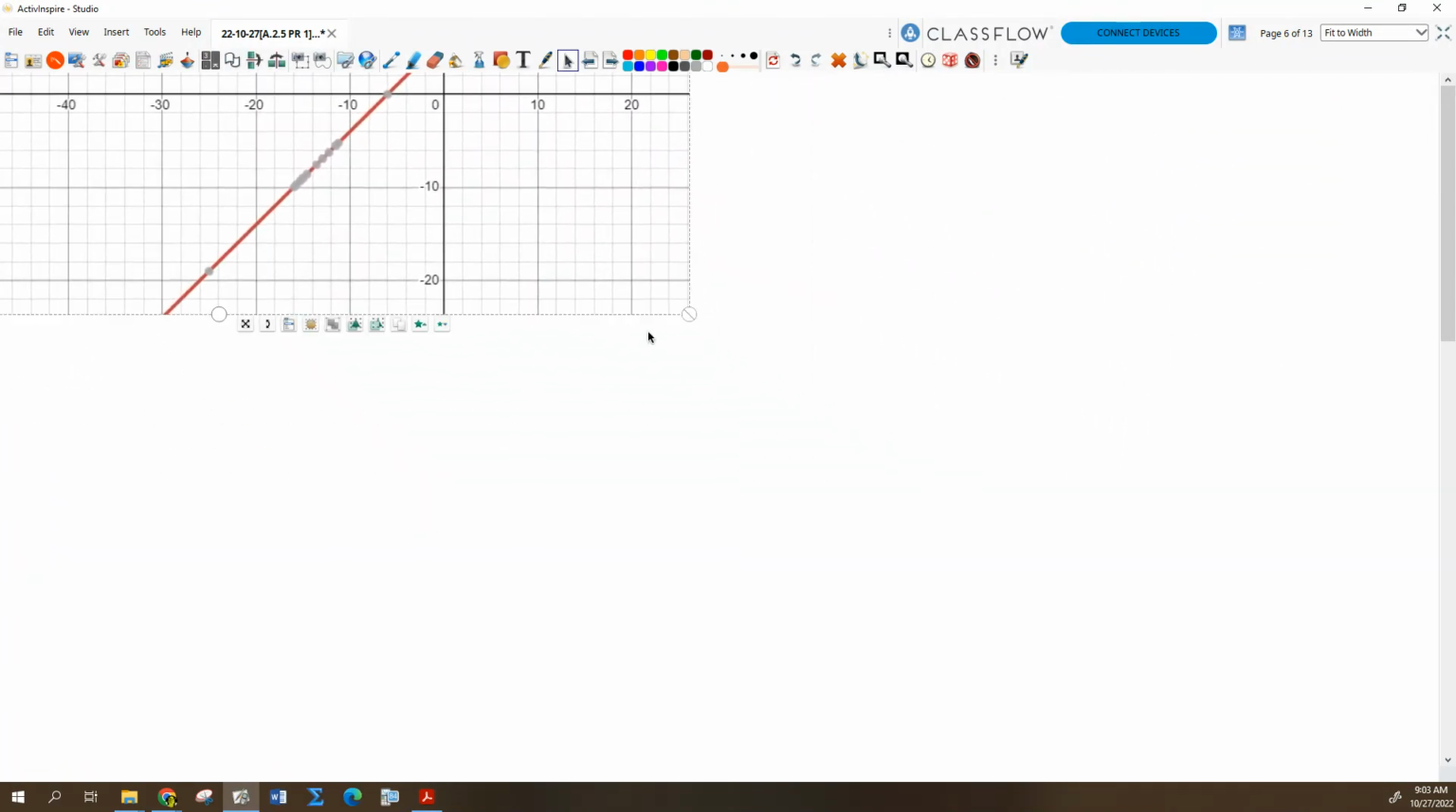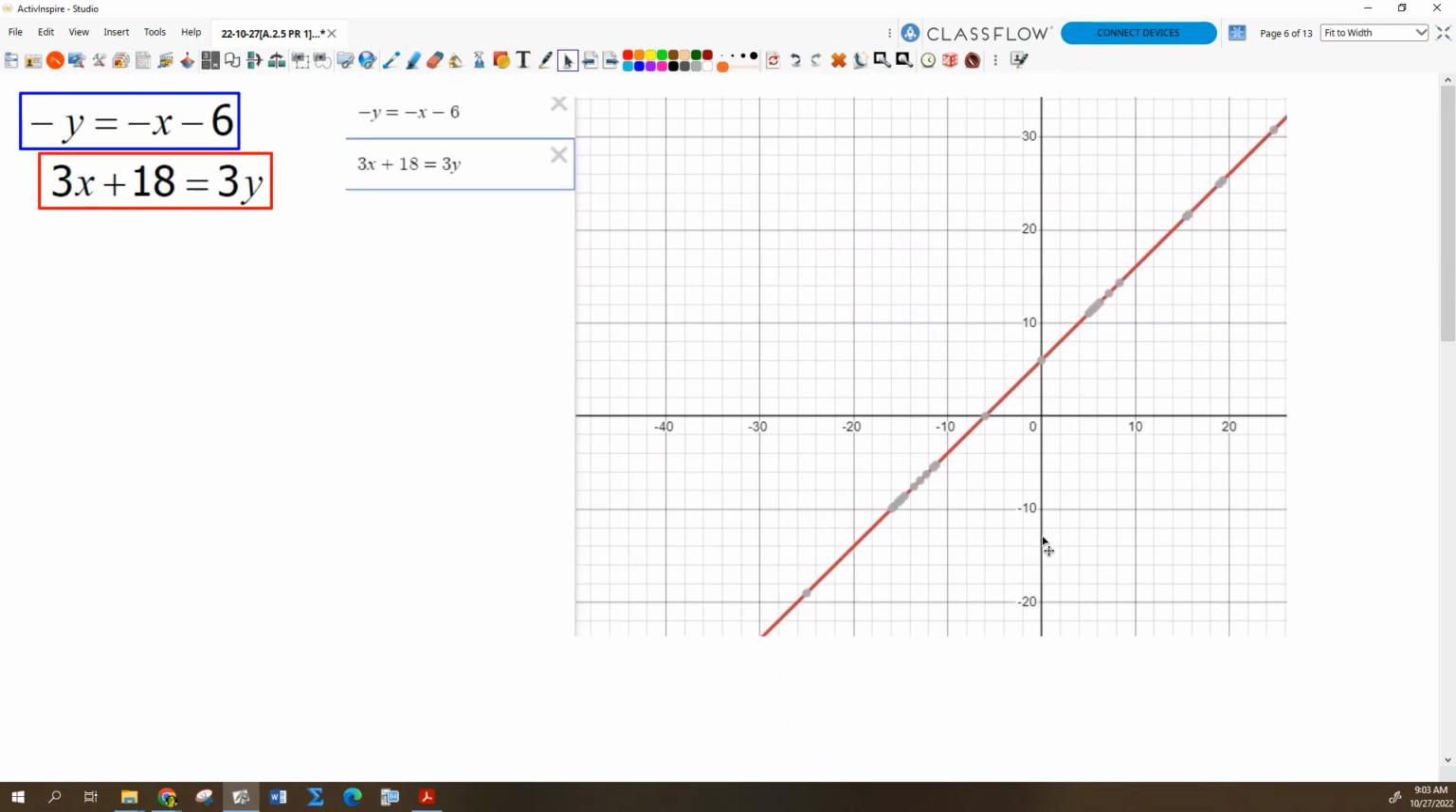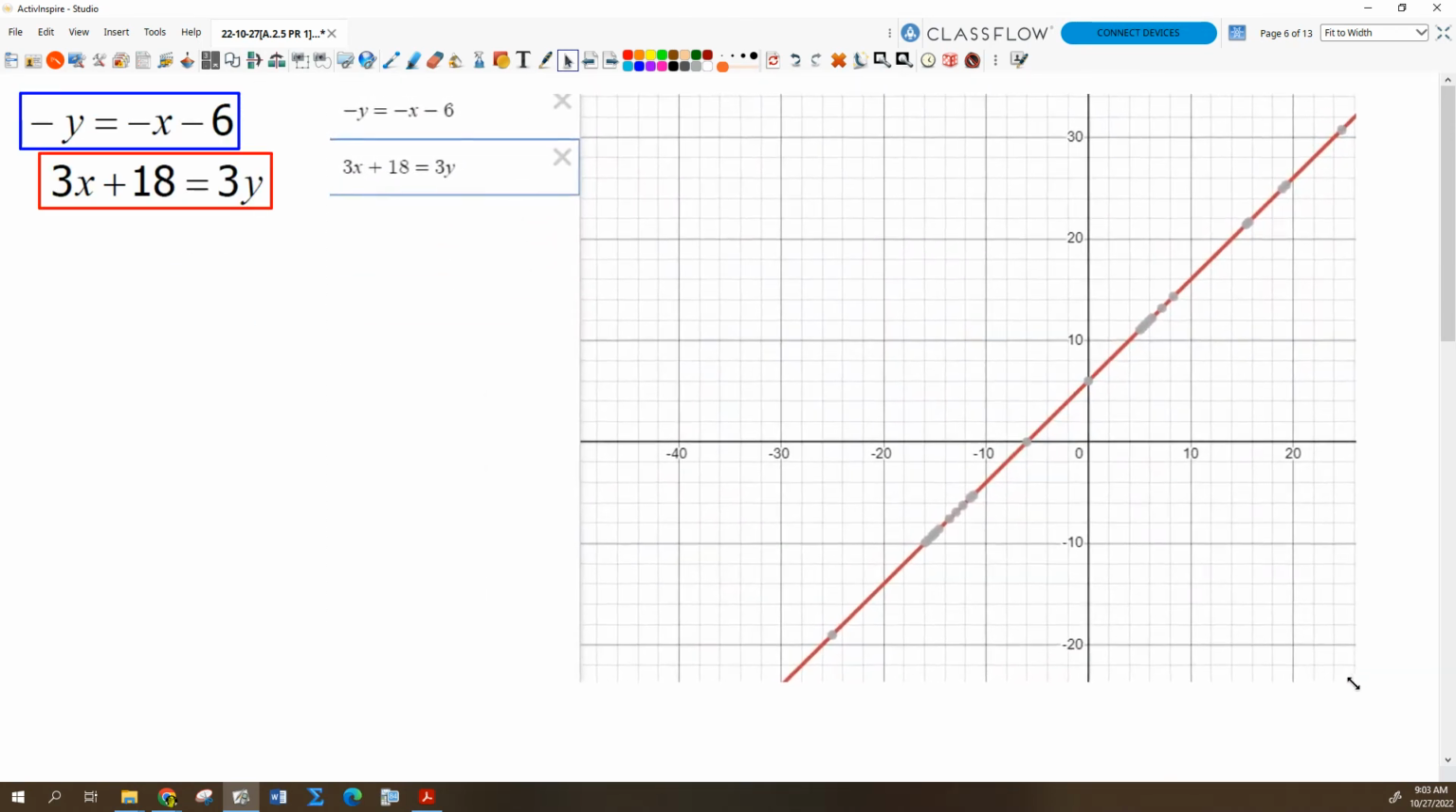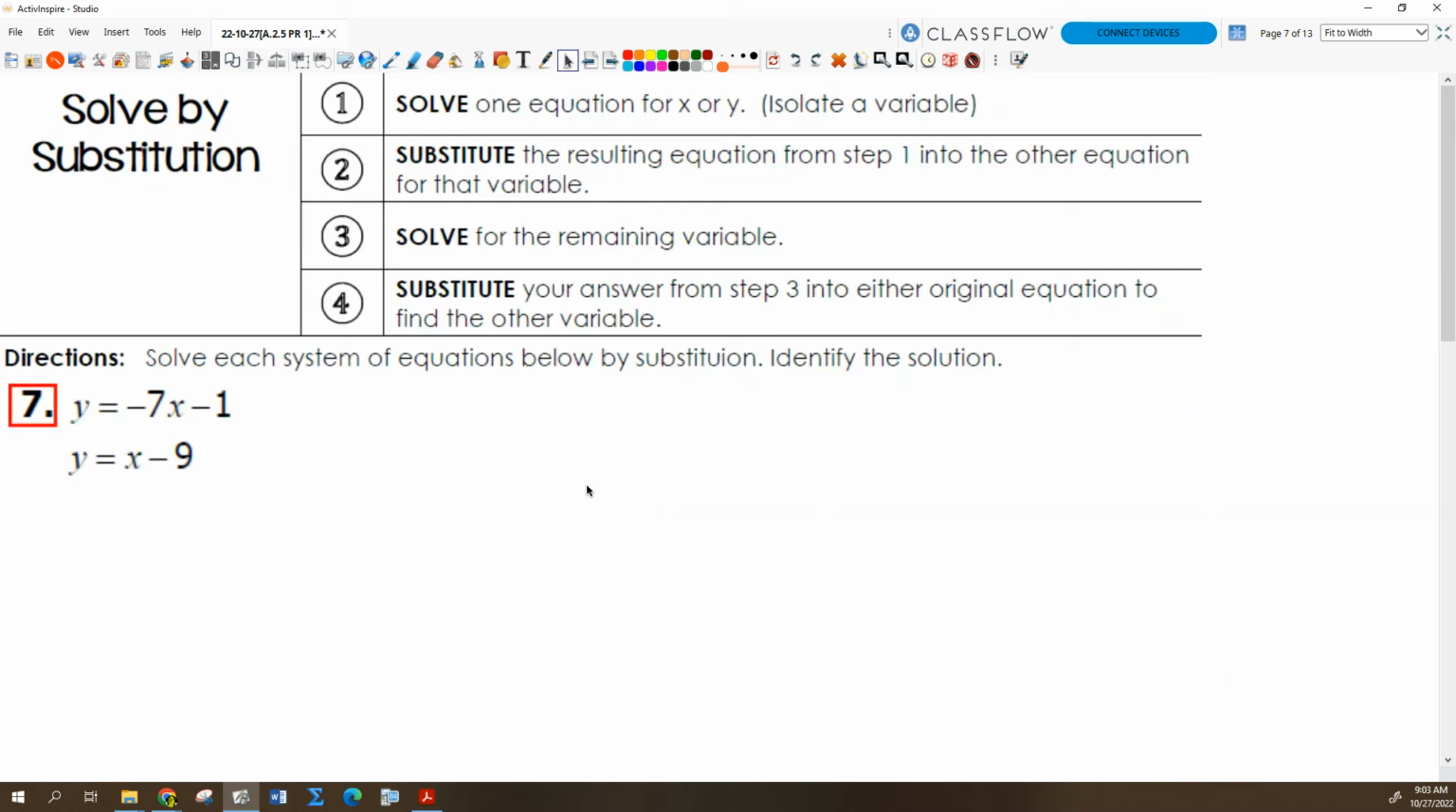Okay, so now we've talked technology. Now we're going to talk algebra. How can we do all this stuff algebraically? The one technique we're going to look at today is substitution. You remember how to do substitution probably. If we've got a system, we're just going to solve one equation for y or x. So we're going to isolate a variable in one of the two equations and substitute into the other equation, right?